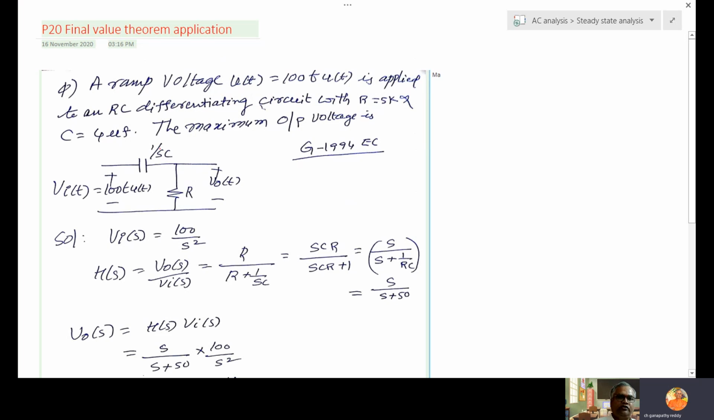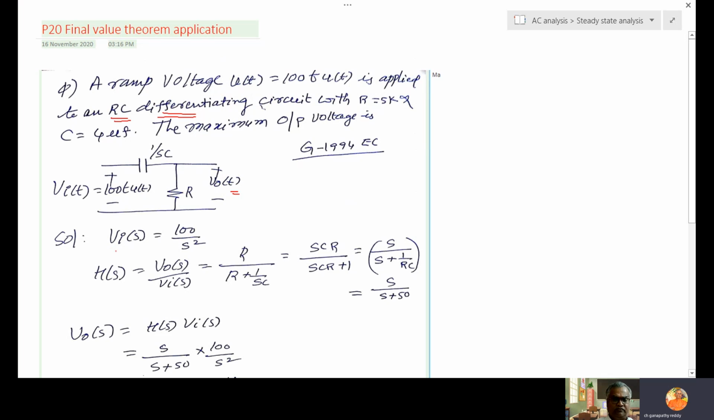So they intelligently used the words RC differentiating circuit. It's an application of pulse and digital circuits. In linear wave shaping, you come across differentiator and integrator. For a differentiator, first the capacitor will come, then the resistor. Accordingly, you have to draw the circuit. An input of 100 t U of t is applied, and it asks for the maximum output voltage.